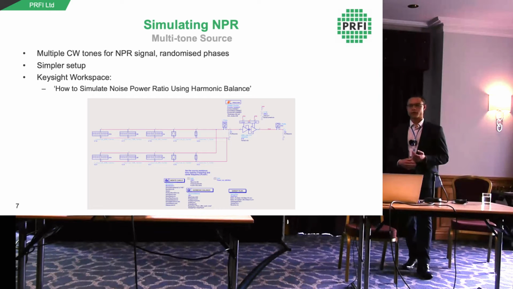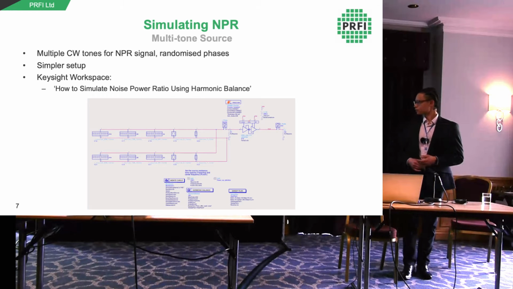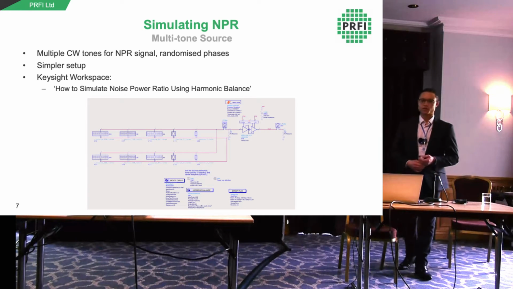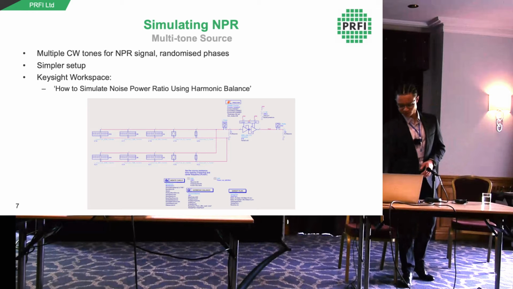Again, this was adapted from a Keysight example workspace from the Knowledge Center if you wanted to try it yourself. This uses the harmonic balance simulator, whereas the other one used the envelope simulator, which, if you have licenses for everything, might not make a difference, but this is maybe a bit more accessible if you only had access to one.